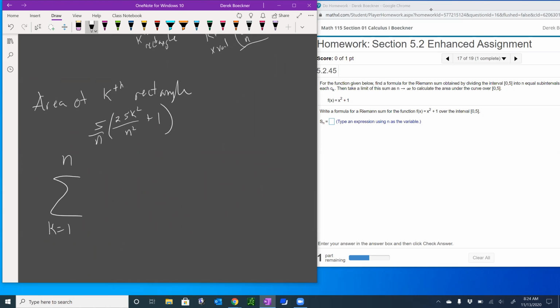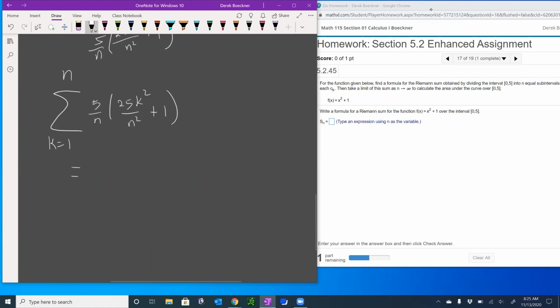Okay, so sum k equals 1 to n, because I want to add up all n rectangles. The kth one has an area of 5 over n times 25k squared over n squared plus 1. So that's going to be the sum k equals 1 to n of 125 over n cubed k squared, plus the sum k equals 1 to n of 5 over n. So I distributed here, and then split up the sum. Everybody good with that?